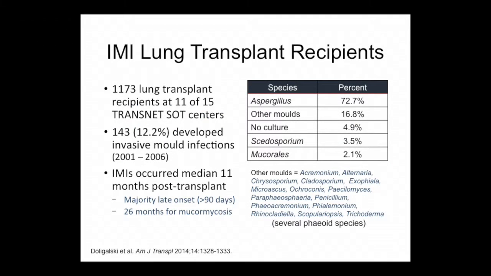Now, we took a subset of the TRANSNET solid organ patients and looked at those that had received lung transplants. Overall, there were 143 lung transplant recipients that developed invasive mold infections, so just over 12% within that period of time. The most common one, of course, was Aspergillus. Other molds, which are listed toward the bottom of the screen, many of those were the phaeoid species. Also, Scedosporiums popped up, and that really wasn't seen in other solid organ transplants other than what was seen in the lungs. Overall, the invasive mold infections occurred at a median of about 11 months post-transplant. Majority were late onset, and that's been a consistent thing that came out of the TRANSNET as well as the PATH Alliance data. And for mucormycosis, the median onset was actually 26 months post-transplant.